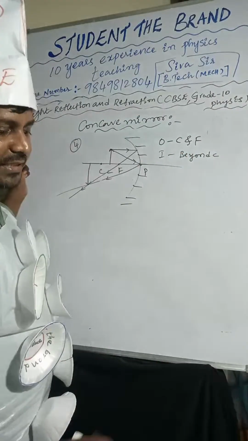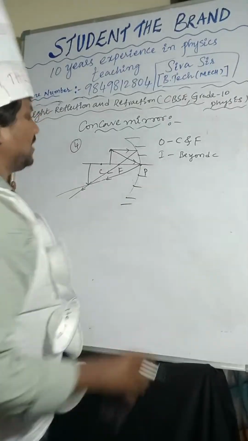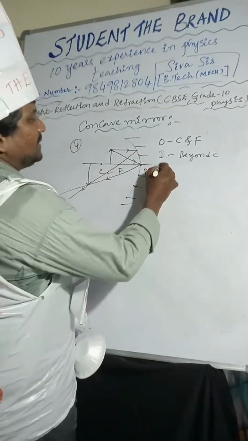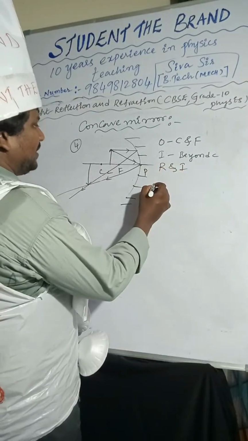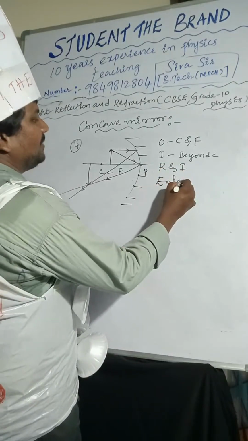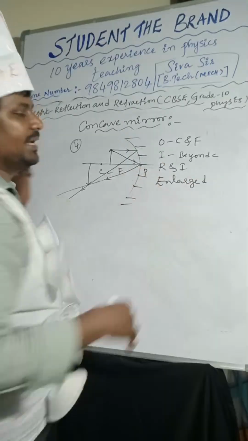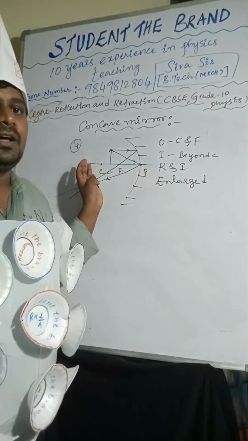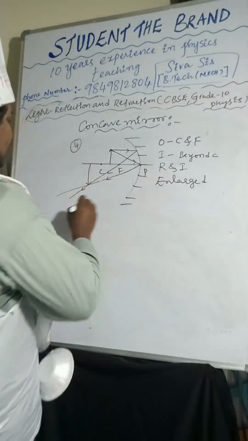Nature of the image is real and inverted. Size of the image is enlarged. Compared to the object, image size is increased. So next one, fifth one.